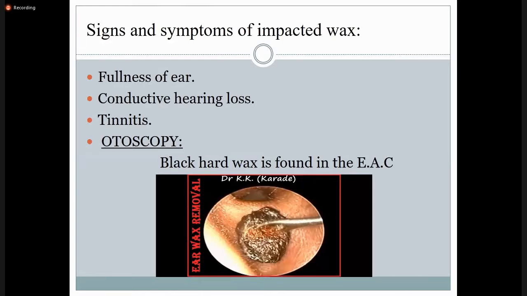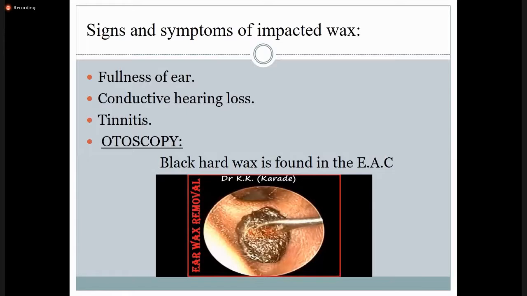There is a feeling of fullness of the ear. What is a symptom? What the patient tells the doctor is a symptom, and what is a sign? What the doctor sees in the patient is the sign. So a symptom is what a patient would be telling the doctor, that I have a feeling of fullness of the ear. And the third is hearing impairment.